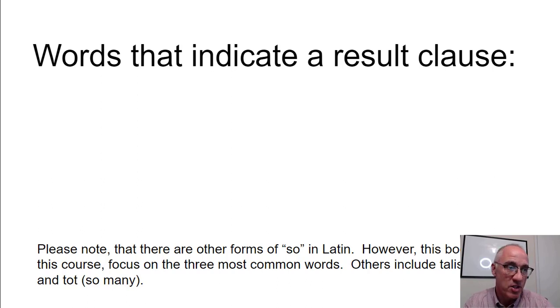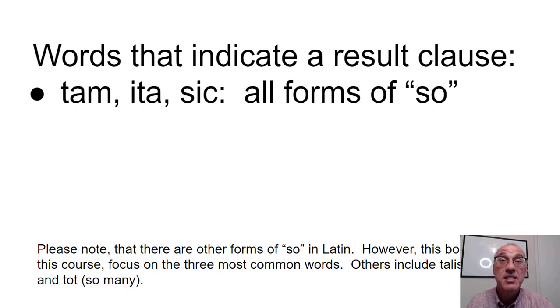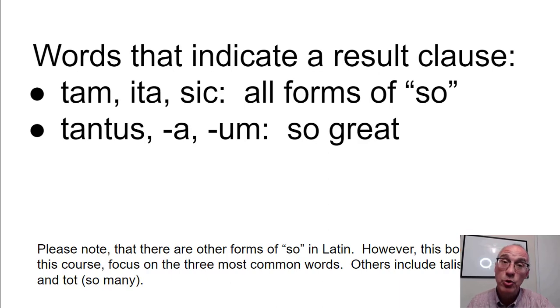Words that indicate a result clause: tam, ita, sic. These are all forms of so. Or tantus, an adjective that means so great. Please note, as I say at the bottom, that there are other forms of so in Latin, but in this book, the focus is on these three words. If you get into Latin, don't stress about it. Absolutely not; these are the three in this introductory chapter for the result clause, but there are some others that can appear.